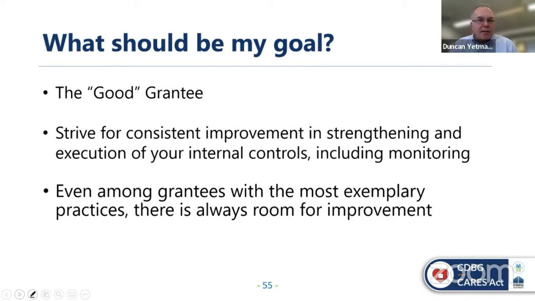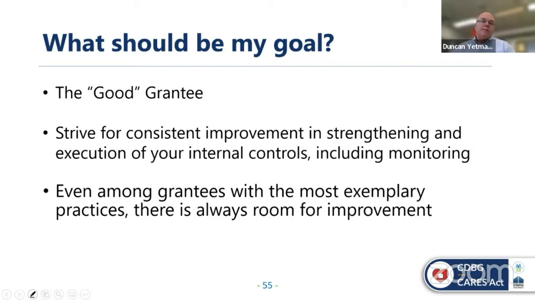They have the policies, the processes, and the staff in place to carry out the program. So that being said, strive for consistent improvement in strengthening and the execution of your internal controls, including monitoring.